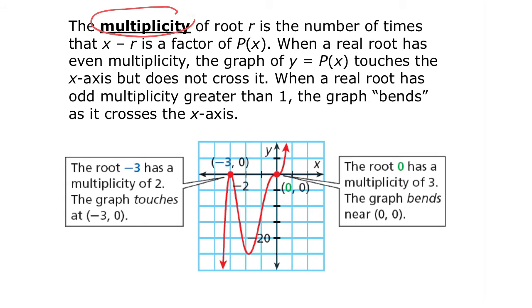Here's where we see the term multiplicity come in, and it's going to be the number of times that x minus r, or a certain factor, is a factor of p of x. So if we see that show up more than once, we're going to have a multiplicity of our roots.